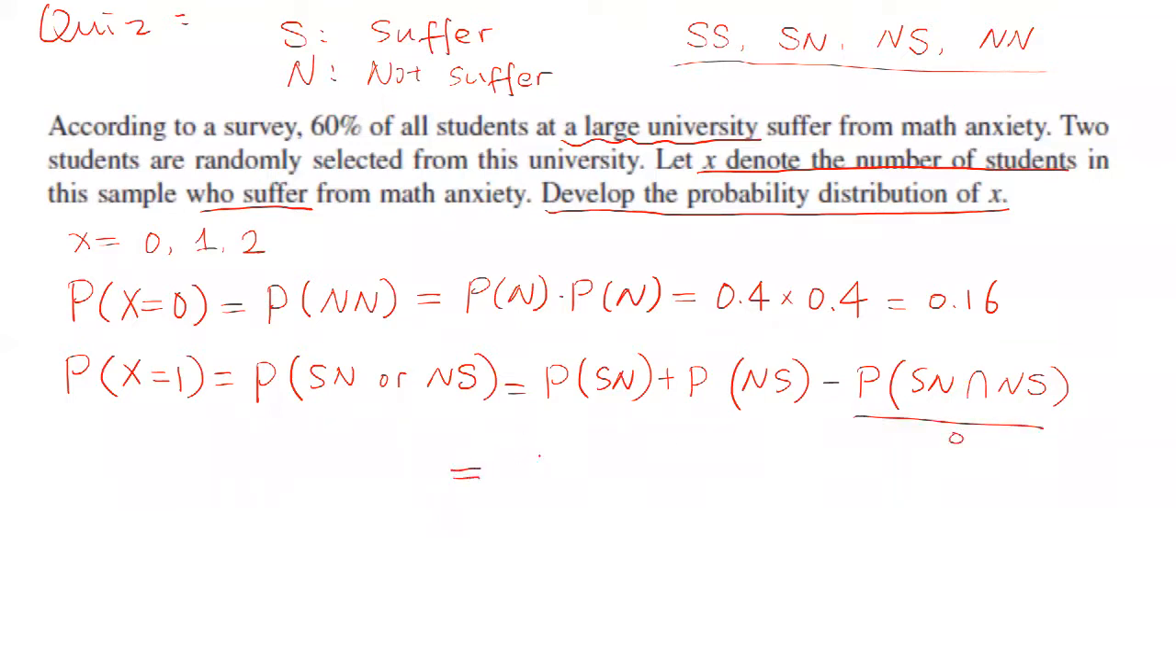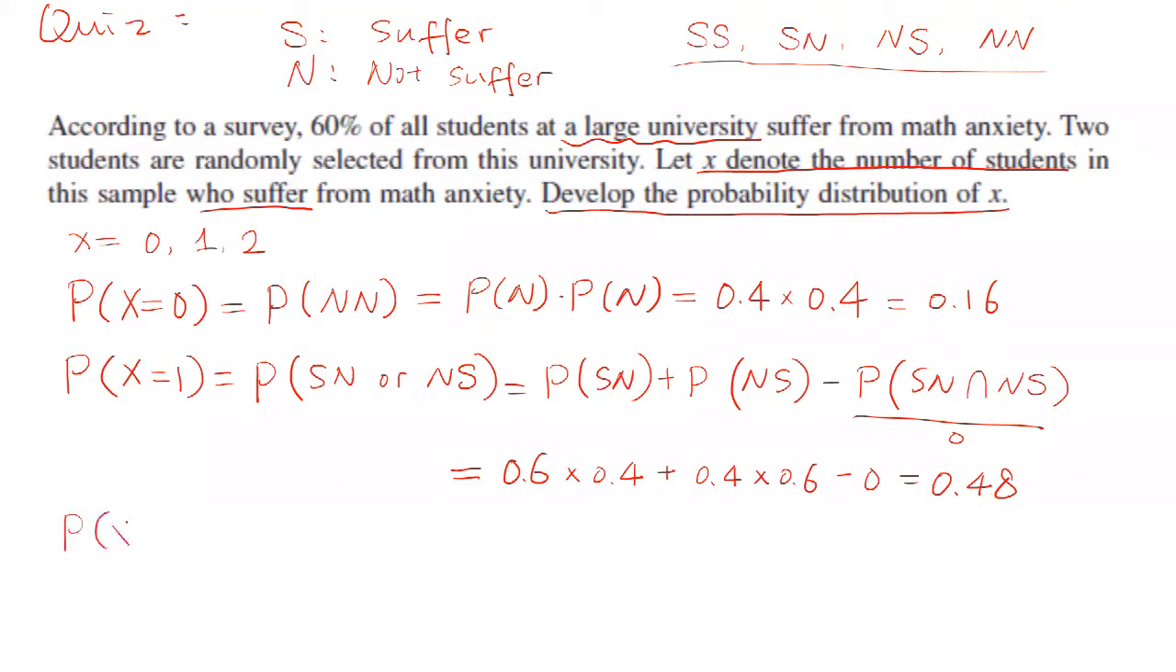Okay, so the probability of SN, that means the first student suffers, that probability is 0.6. Second student does not suffer, that probability is 0.4. Okay, the second one, the first student does not suffer, that probability is 0.4. The second student suffers, that probability is 0.6, and minus 0, which is 0.48. So the probability of X being 1 is 0.48.